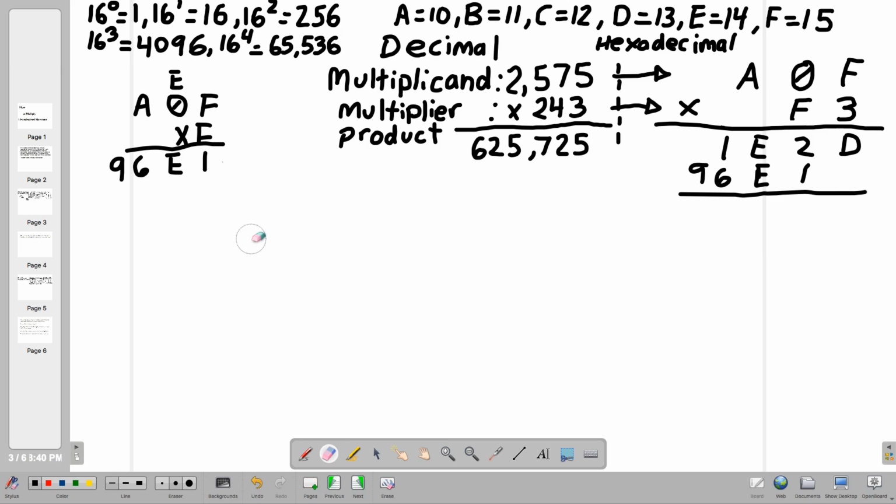Okay, so we did the computations. We multiply A0F times 3, we added over here, and then we did A0F also times F. We came up with 96E1. So we still have to produce the final output, and we have to add the column.